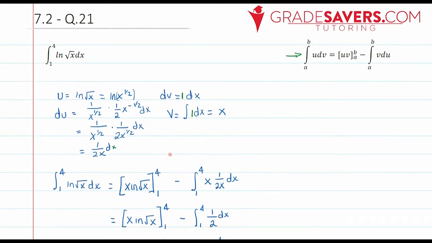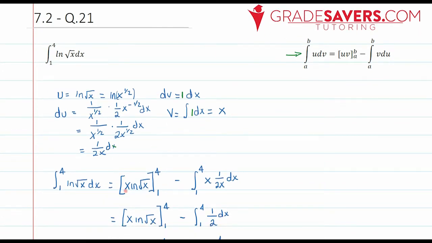And now we need to plug everything into our integration by parts formula. What I've done here is I've accidentally mixed up my v and u, but v times u and u times v is the same thing, so it's not a big deal. So our integration by parts formula tells us we need to evaluate first our u times v, or like I did, v times u, from 1 to 4, minus the integral of v du from 1 to 4.